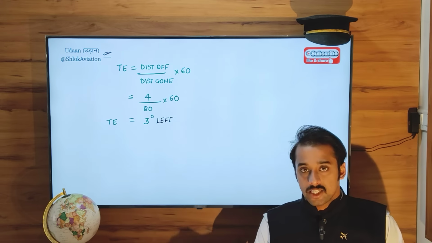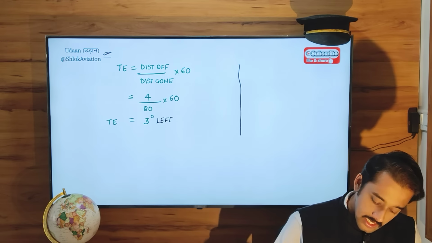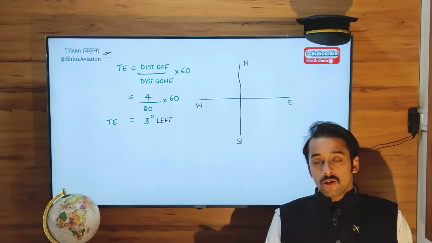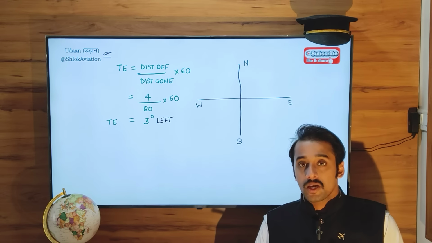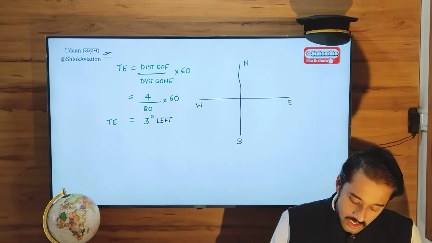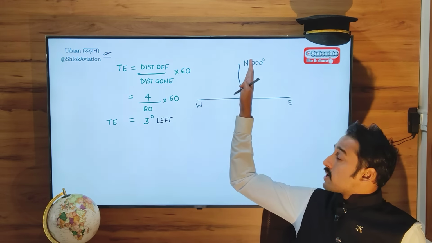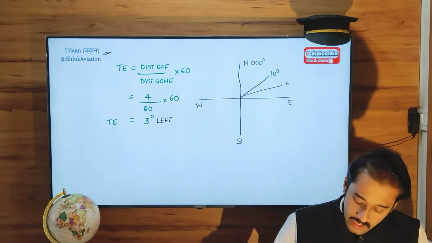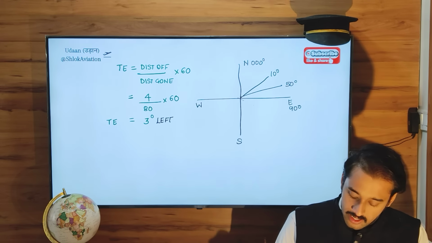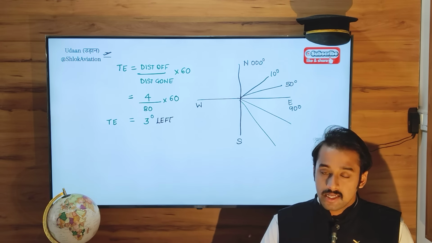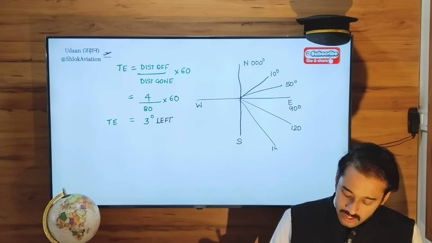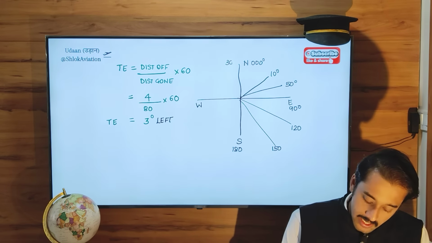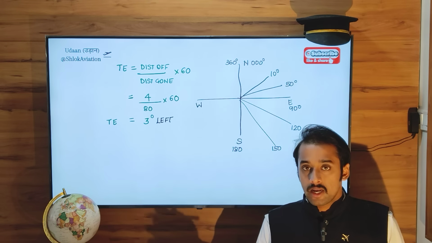Now the basic rule of navigation is that, let's say this is your north pole, south pole, west and east. Always all directions are measured clockwise, or to the right hand side. So this is 0 degree. When you go to the right hand side or clockwise, the directions will change: 10 degrees, 50 degrees, this will be your 90 degrees. Then you continue clockwise, the directions will go on increasing: 120, 150, 180, and so on, up to the final angle of 360 degrees at the north pole, in the northerly direction.